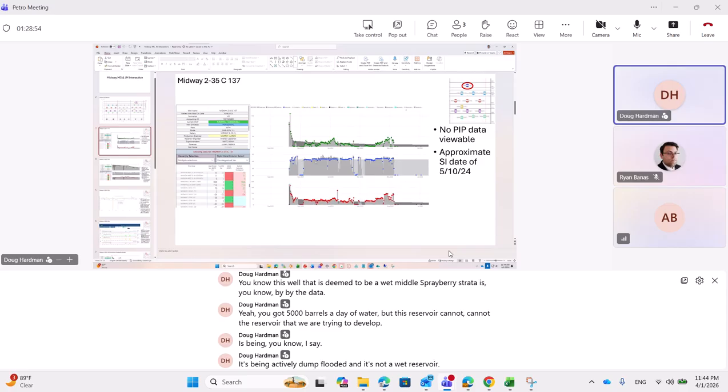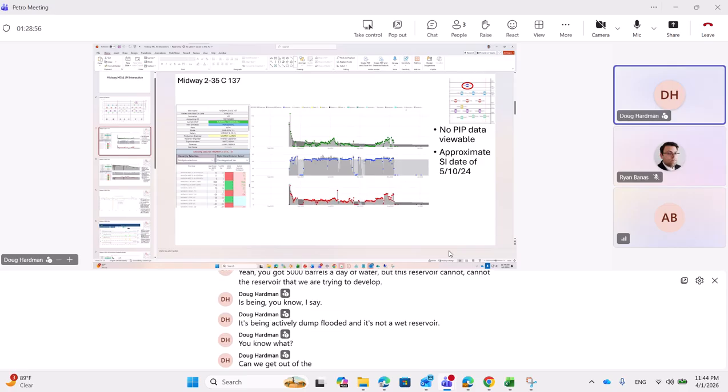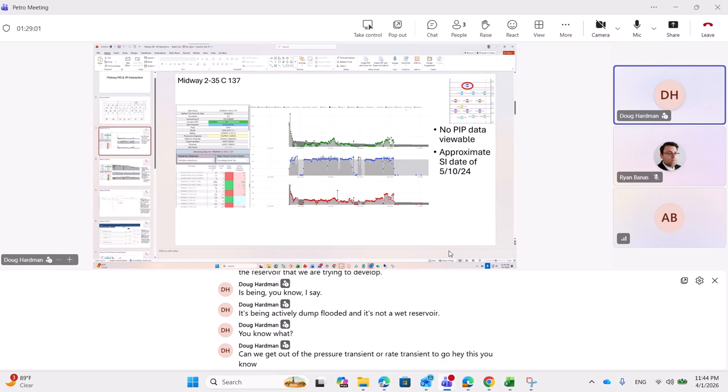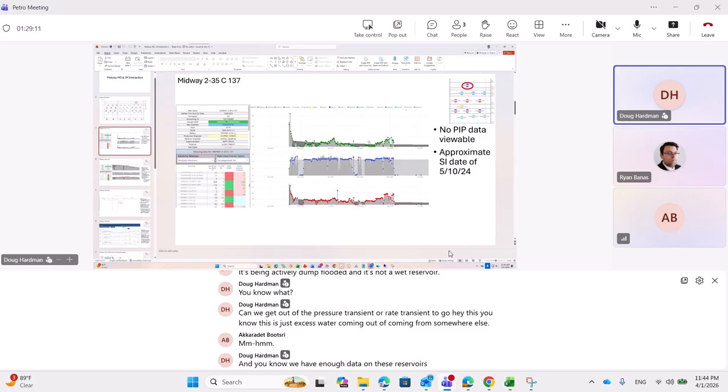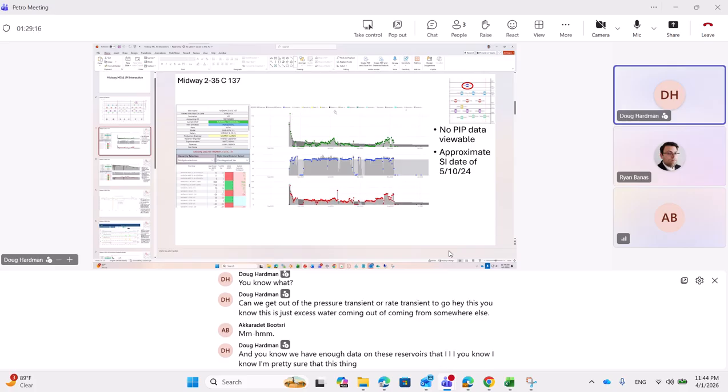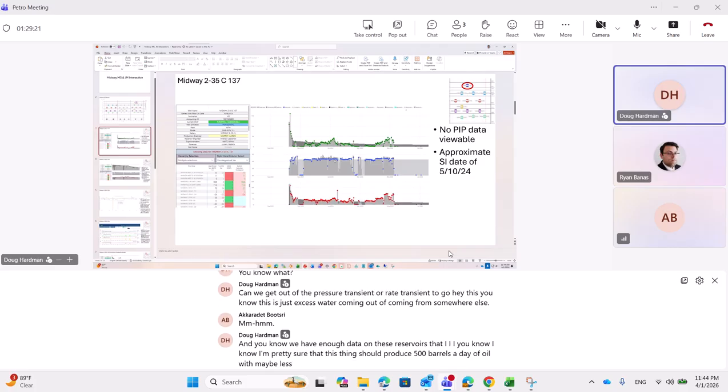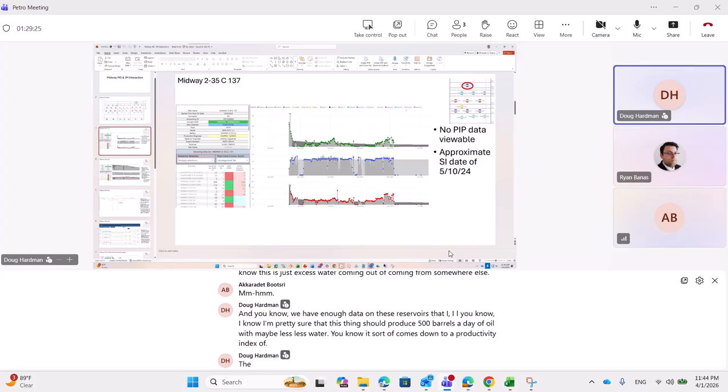What can we get out of the pressure transient or rate transient to say, hey, this is just excess water coming from somewhere else? And we have enough data on these reservoirs that I'm pretty sure this thing should produce 500 barrels a day of oil with maybe less water. It sort of comes down to a productivity index of the whole fluids. And I look at that a lot of times.